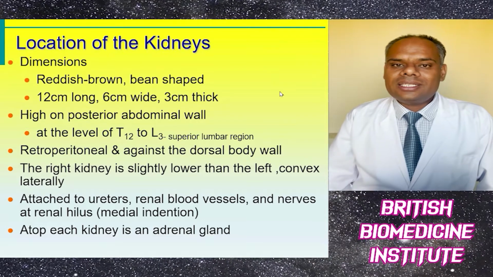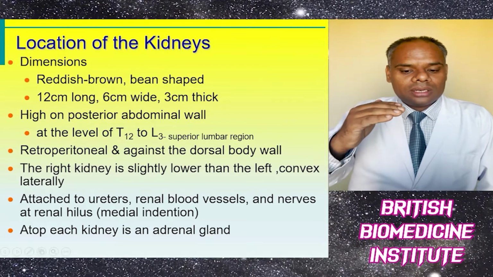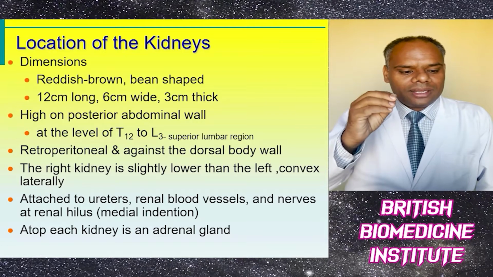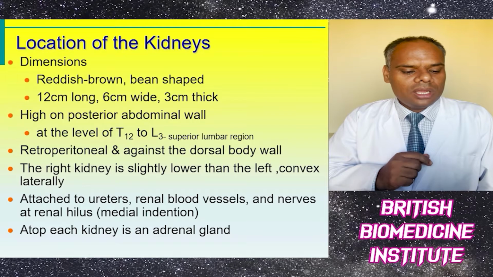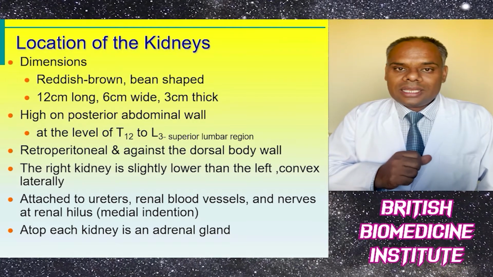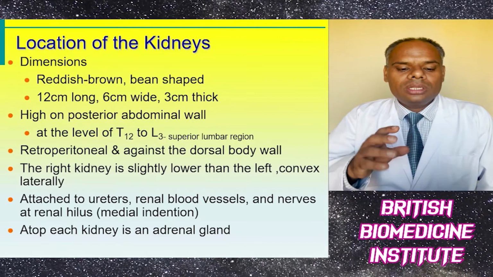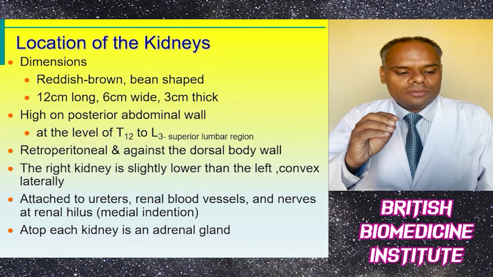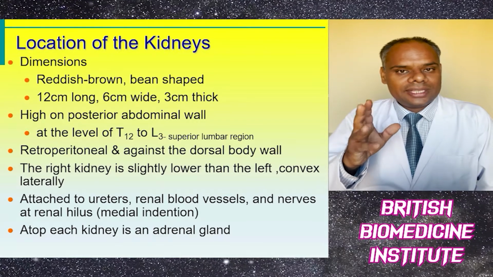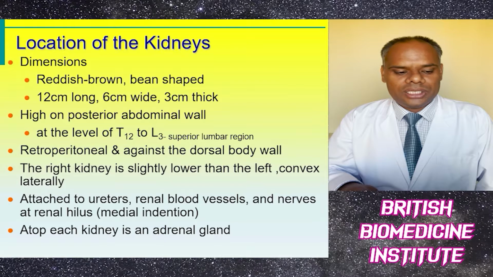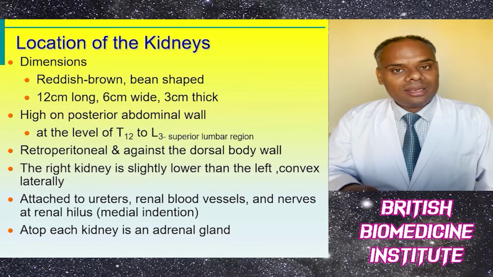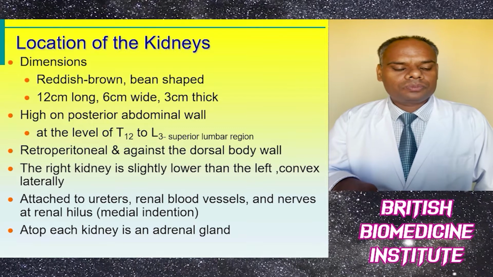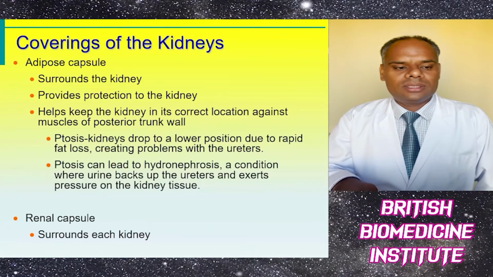The right kidney is slightly lower than the left, and it is convex in shape. It is attached to the ureter, renal blood vessels and nerves at the renal hilus, or we can say the median indentation. Atop each kidney is an adrenal gland covering the kidney.